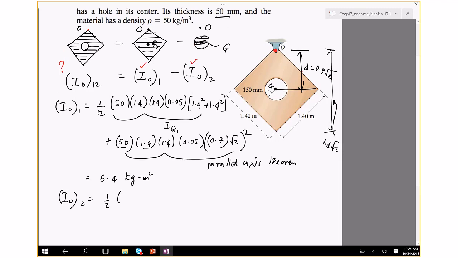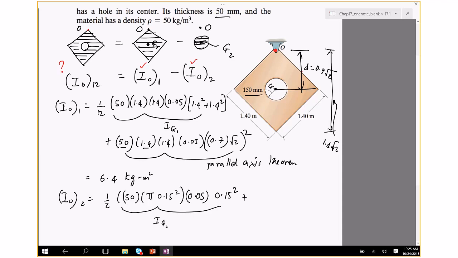So we need to find the mass. The density is going to be the same as that of the plate, so 50 times the area of the disk, so that's going to be pi r square, so pi times radius 0.15 square times the thickness, which is 0.05, so that's the mass, times the radius squared, so 0.15 squared. But that's the inertia about G, about the center, G2.